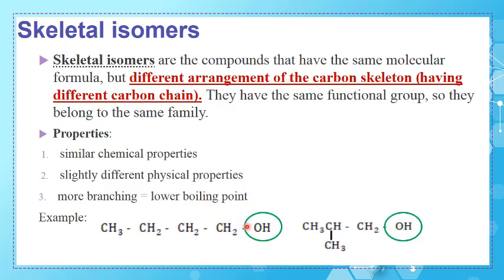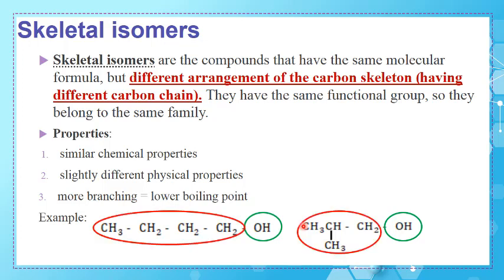Look at this. What is the functional group? Here it is OH and here it is also OH. So since they have the same functional group, definitely they are not functional isomers. Now let's check the carbon chain they have. As you can see here, we have 4 linear carbons, while here 3 are linear and 1 is branched. So the skeleton, or the carbon chain, is different. So these two isomers are skeletal isomers since they have different skeletons, or different carbon chains.